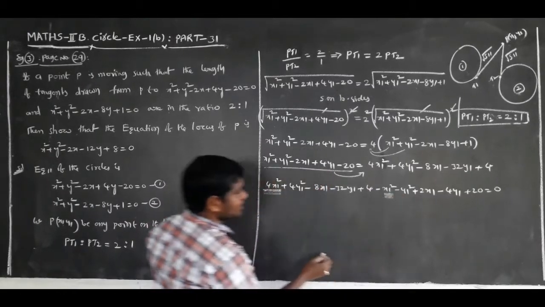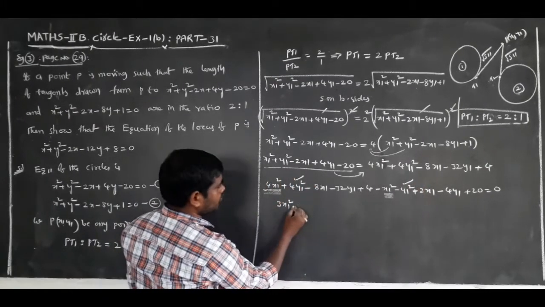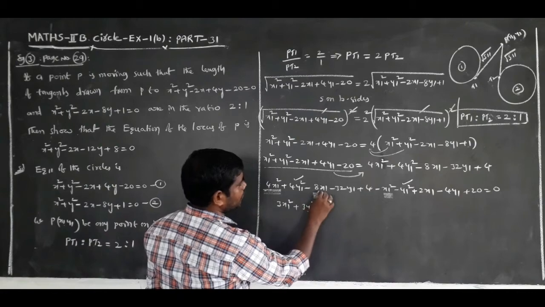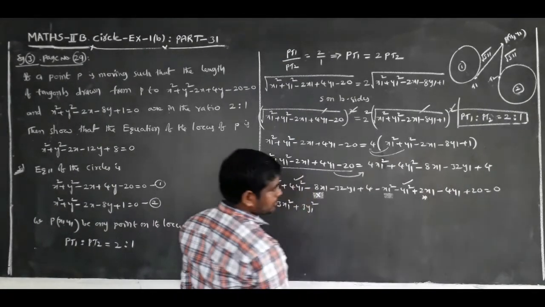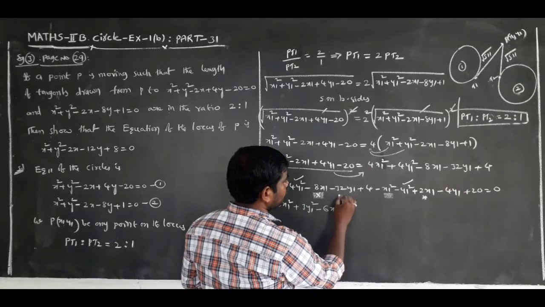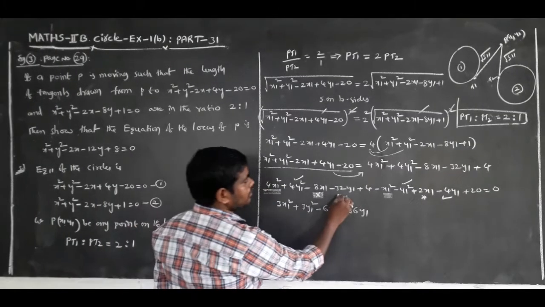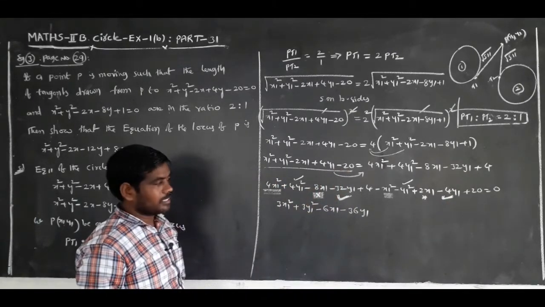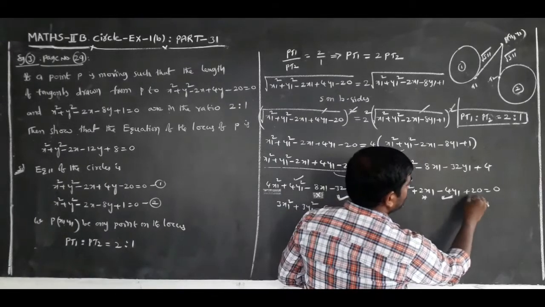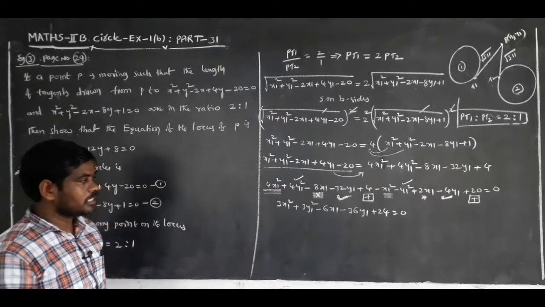4x1 square minus x1 square is 3x1 square, 4y1 square minus y1 square is 3y1 square, minus 8x1 plus 2x1 is minus 6x1, minus 32y1 minus 4y1 is minus 36y1, and the constant: plus 4 plus 20 is plus 24, is equal to 0.